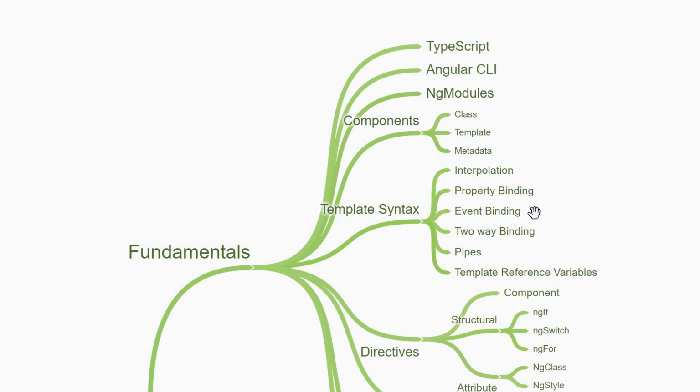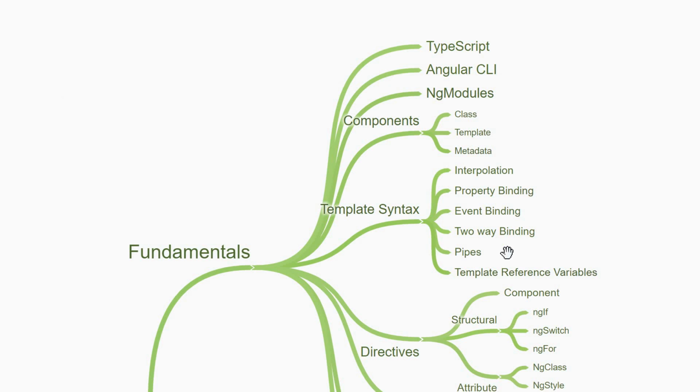Event binding allows you to listen to certain events such as keystrokes, mouse movements, clicks, and touches. You'll understand how to run some code based on an event. Next is the concept of two-way binding, which gives your application a way to share data between a component class and its template. This is the banana in a box syntax, which is widely used when writing forms in Angular.